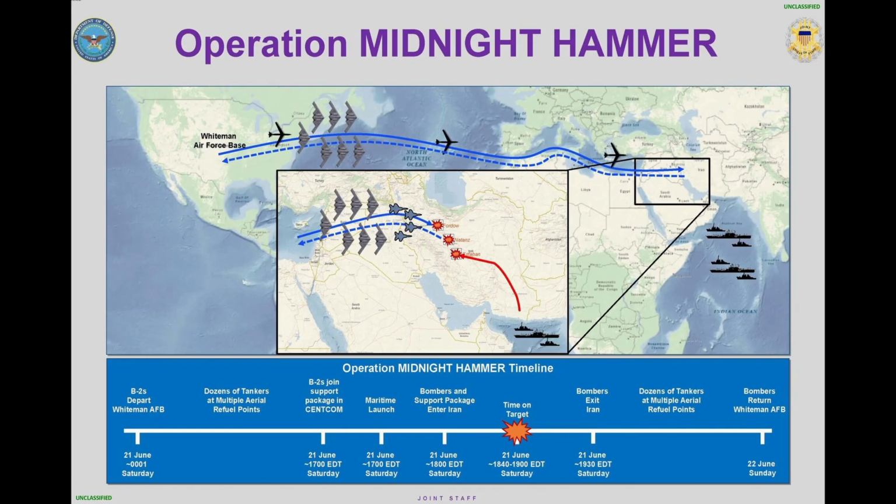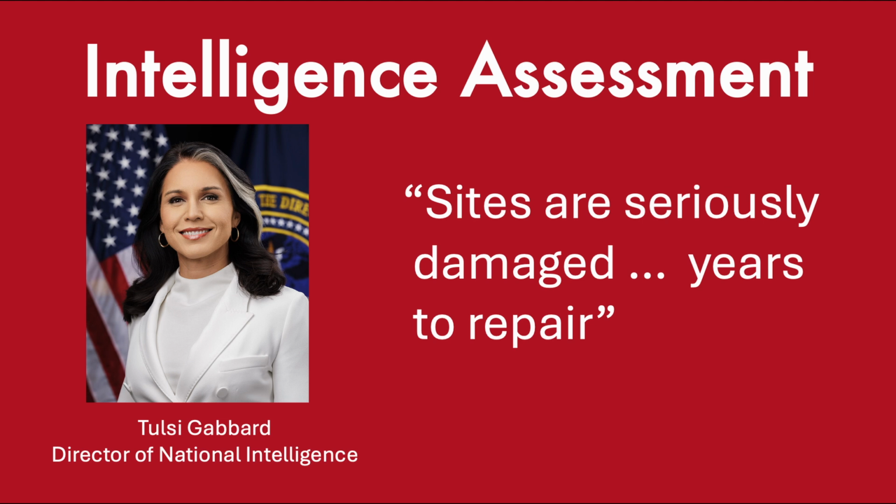Now, let's jump to 2025, when Trump ordered the attack on Iran's nuclear sites. That attack, in his words, obliterated them. His director of national intelligence, Tulsi Gabbard, and his CIA director, John Ratcliffe, both agreed, saying that these sites were seriously damaged and would take years to repair.